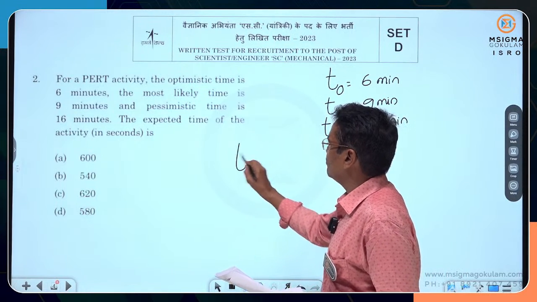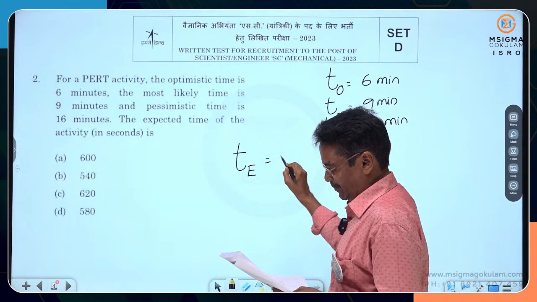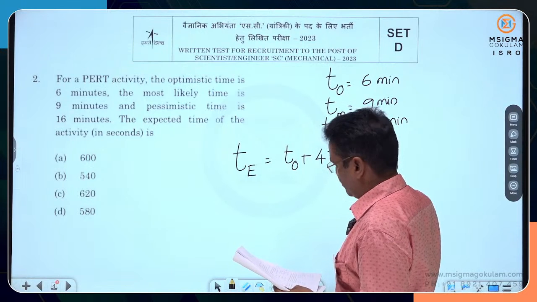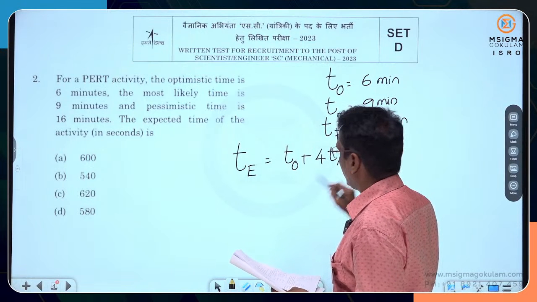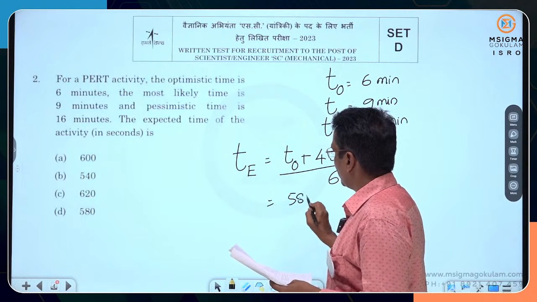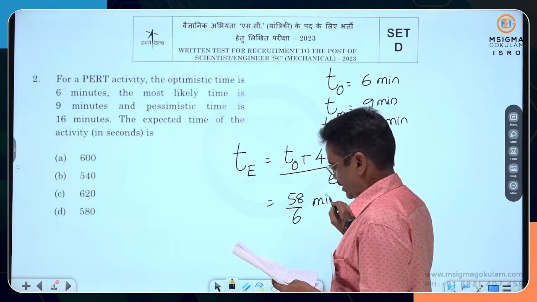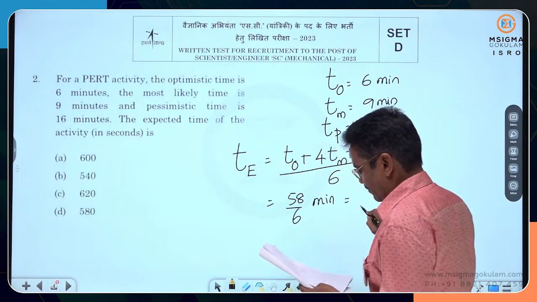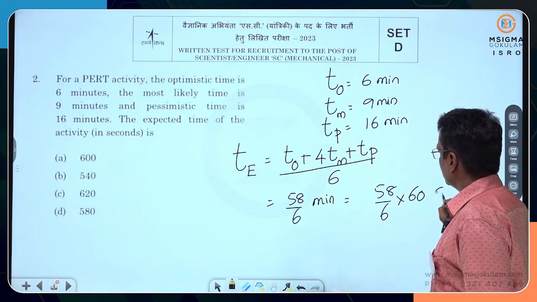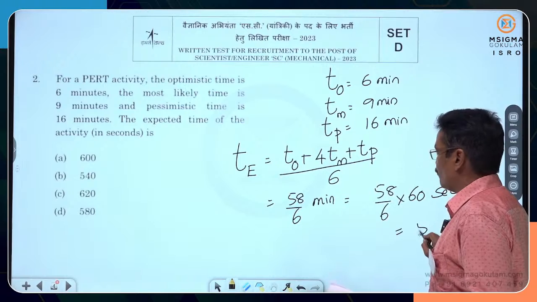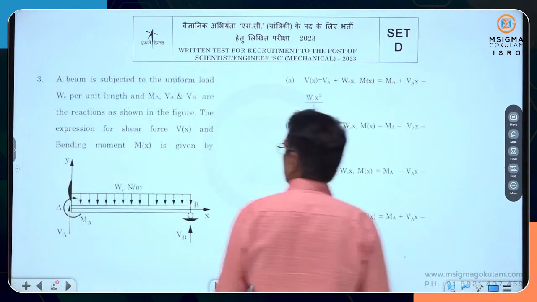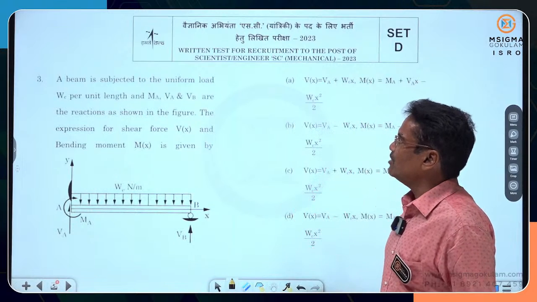Therefore, the expected time, the formula is given by (TO plus 4TM plus TP) divided by 6. This is 58 by 6 minutes. That will be 58 by 6 into 60 seconds. That will be 580 seconds. Answer is D. Now this is the question on the strength of materials.